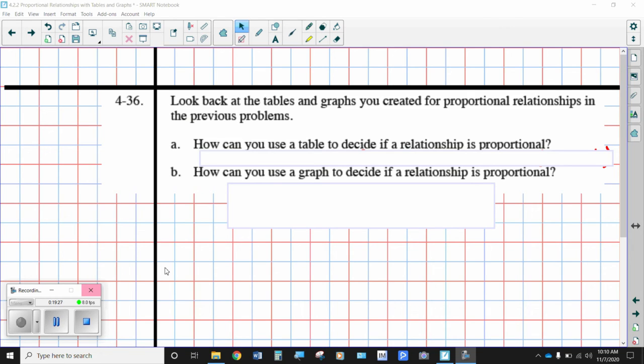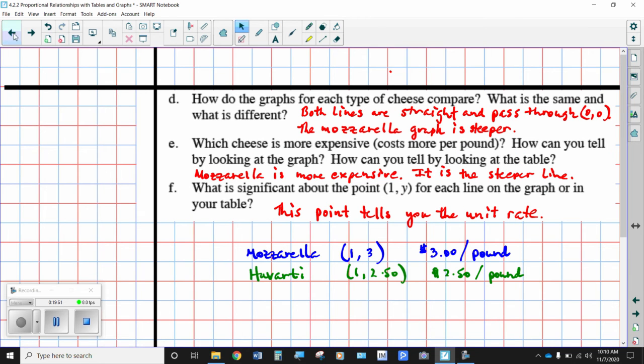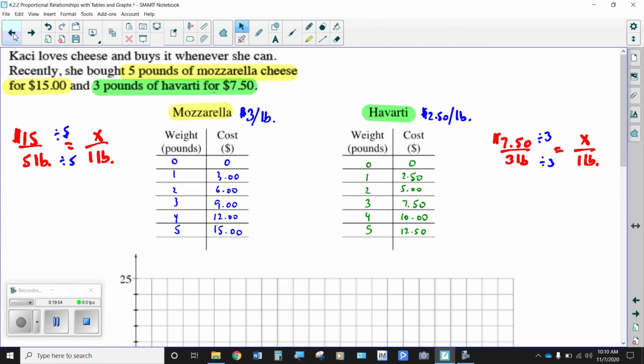All right, I'm going to reveal B first because I think that's one you guys probably understand. Remember, looking at the graph, it's proportional if your straight line is going to be there and it's going to pass through (0, 0), the origin. But what is it that you're looking for on the table? Well, you can look at the ratios or look for a constant multiplier. If you recall, let's come back over and look at the tables for the mozzarella and the Havarti. There's a constant multiplier, right? You multiply 1 times 3, 2 times 3, 3 times 3, 4 times 3, 5 times 3.